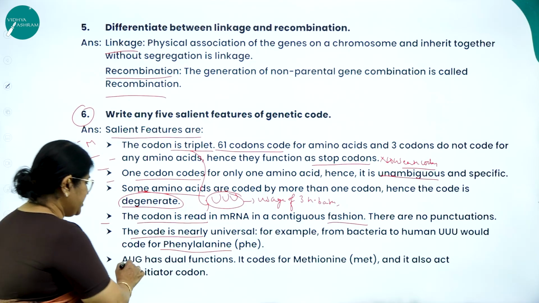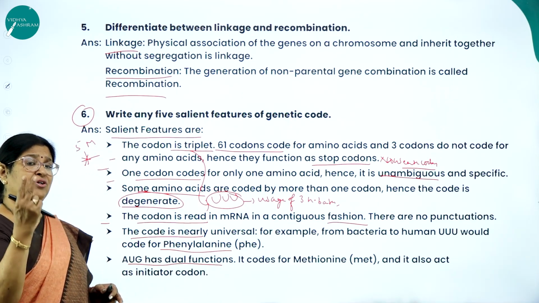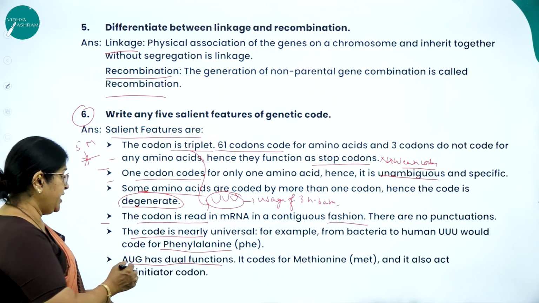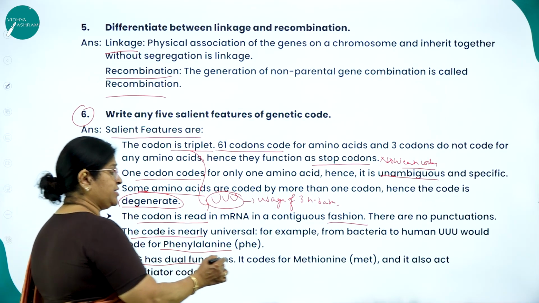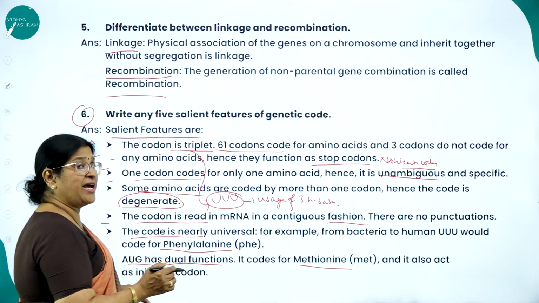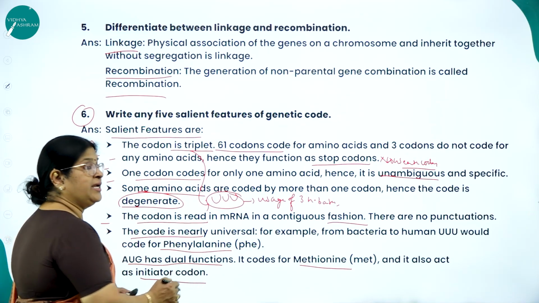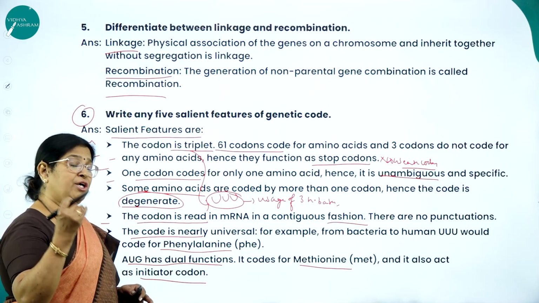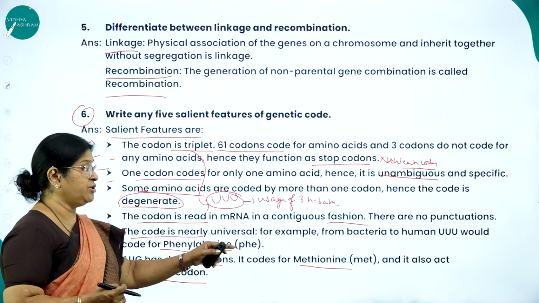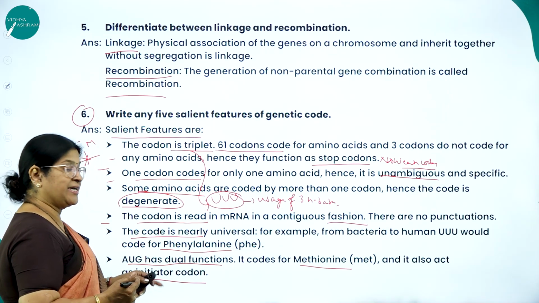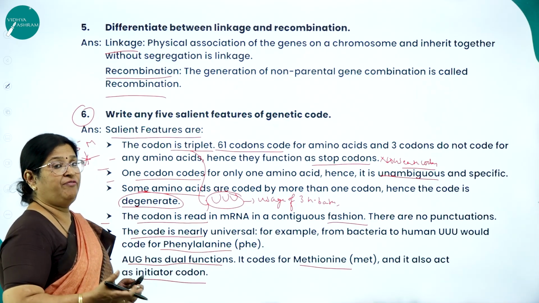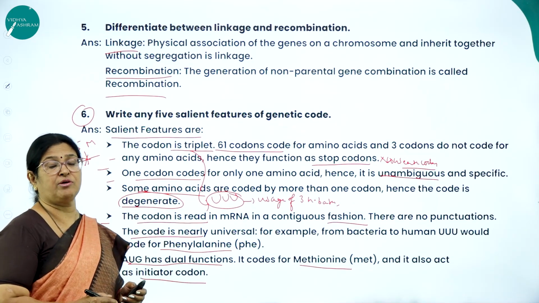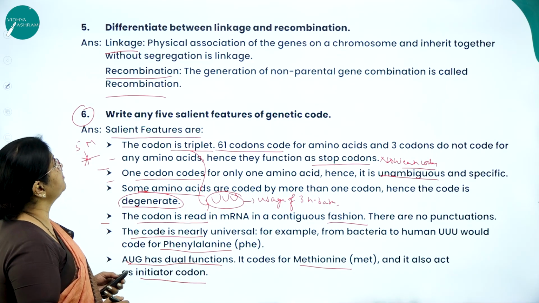Then AUG has dual function. What is it? It performs 2 very important functions. AUG codes for a very important amino acid called methionine, and it also acts as an initiator codon. That is, protein synthesis always starts with AUG. So AUG has dual function. It codes for methionine and it also acts as an initiator. So always the protein synthesis starts with the AUG and ends with the stop codons or nonsense codons.